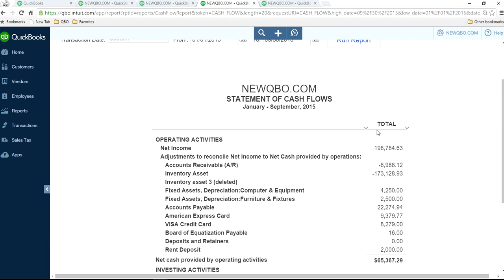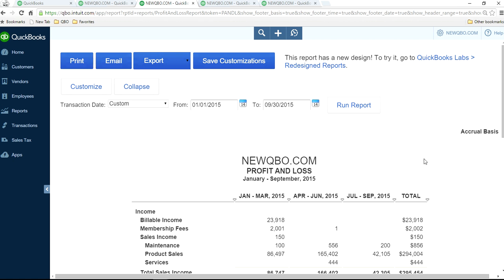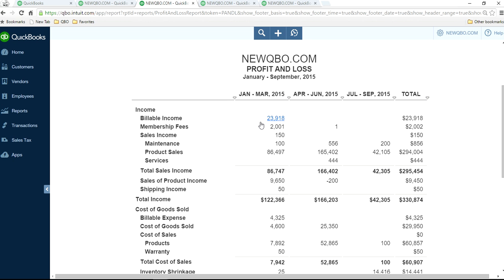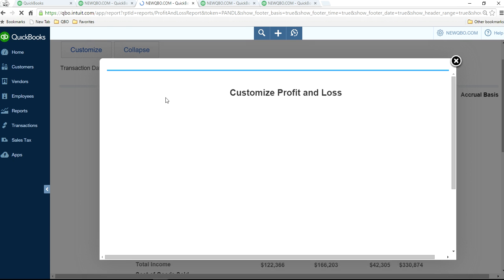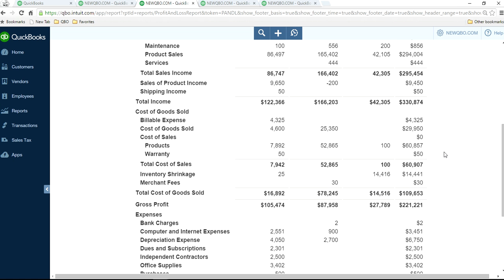As you can see in the statement of cash flows, the first number you see is net income. That comes from the P&L, so I also ran the P&L for the same time frame. This is the P&L, and the number should be 198. This is also on accrual basis, which is very important. The balance sheet is also on accrual basis, because the statement of cash flow is on accrual basis. I ran this on a quarterly basis, though you can run it for all 9 months. All you do is change the rows and columns to quarters, and that's how I got that number.